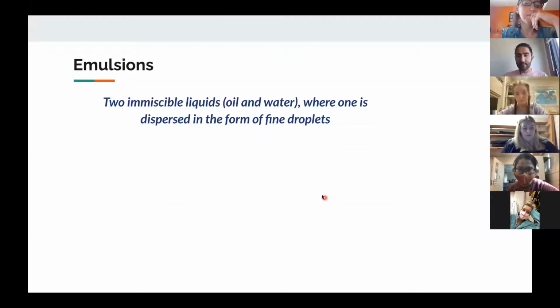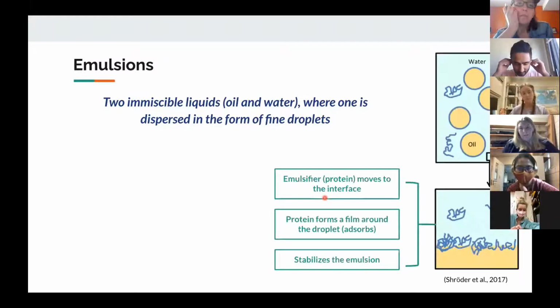Because we're focusing on emulsification of whey proteins exposed to different environmental conditions, this is just a quick review of emulsions. This means there are two immiscible liquids like oil and water, where one phase is dispersed within another phase as droplets. This figure shows an oil and water emulsion with proteins acting as an emulsifier. The protein moves to the interface and aligns its hydrophobic and hydrophilic groups appropriately, forming a film around the oil droplet, and this stabilizes the emulsion.